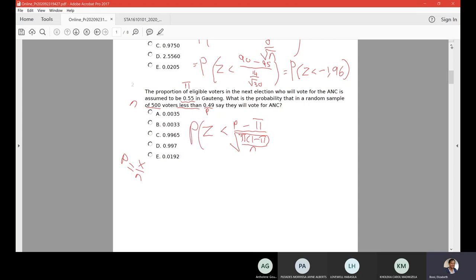So we need to calculate the probability of this proportion. Our p is 0.49 minus our population proportion, which is 0.55, divided by the standard error, which is the square root of 0.55 times 1 minus 0.55, divided by our n, which is 500. Do the calculation and let me know what is our Z value.